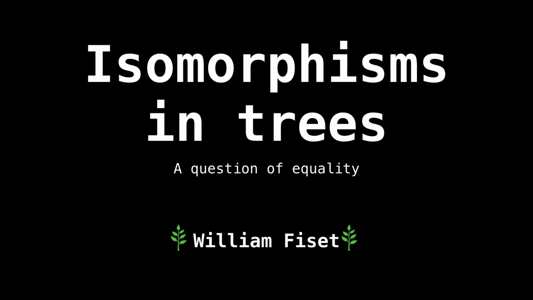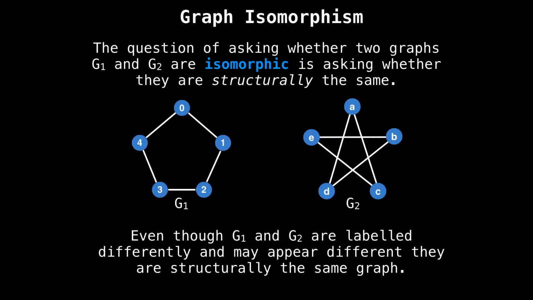Hello and welcome. My name is William, and today we're diving into isomorphisms with trees, a question of tree equality and what that means. When we're talking about general graphs and ask whether two graphs are isomorphic, we're essentially asking whether they're structurally the same. In the middle of this slide, you'll see two graphs, G1 and G2. They are labeled differently and kind of appear different, but they are structurally the same graph, so they're isomorphic.